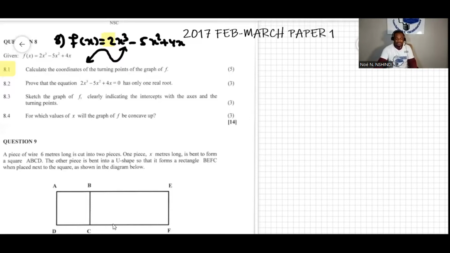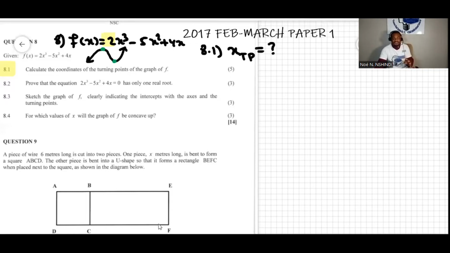Now, we're doing question 8.1, looking for the coordinates of the turning points. I call them xtp, but let's just keep it xtp, the coordinates of the turning point. The turning points are basically this point here and the point here. So there is a maximum of 2 turning points in a cubic function. Now, we're looking for those points.